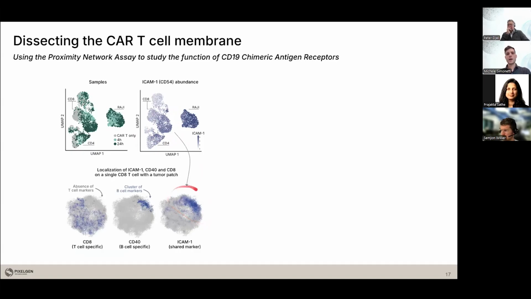And we noticed that ICAM1 on the T cells actually was not dispersed on the cell surface, but was clustering, was present only on a certain portion of the cell membrane. And actually, in the same exact region, there were also B cell markers. And again, we were looking at T cells. And T cell specific markers were excluded from that region of the cell surface.